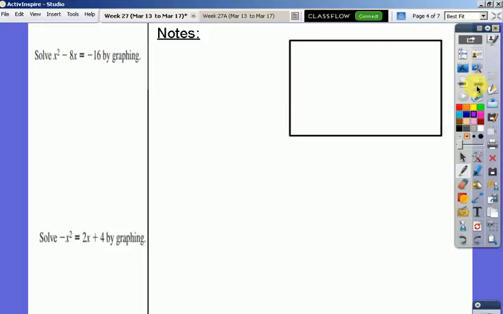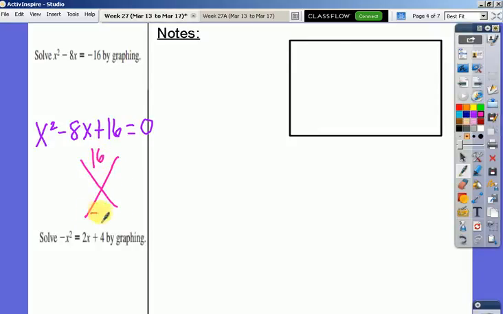So for that first one, what do we do first? Add 16 to both sides, and I get x squared minus 8x plus 16 equals 0. There's no GCF because there's a 1 there. Because there's a 1, I can just do the x. 16 and negative 8. So what multiplies to be positive 16 and adds to be negative 8? Negative 4. And negative 4.